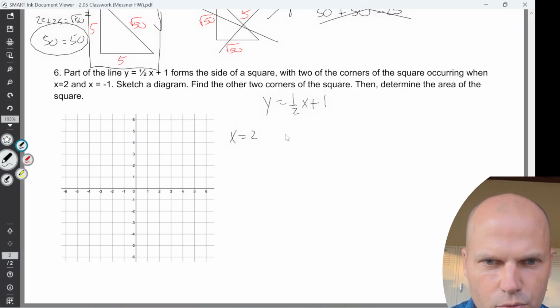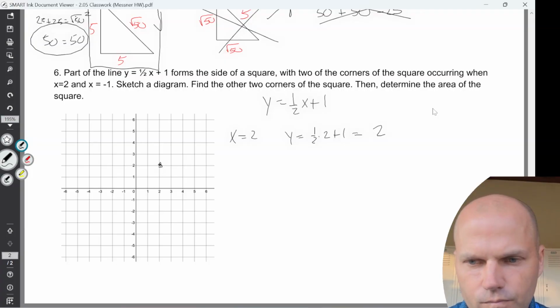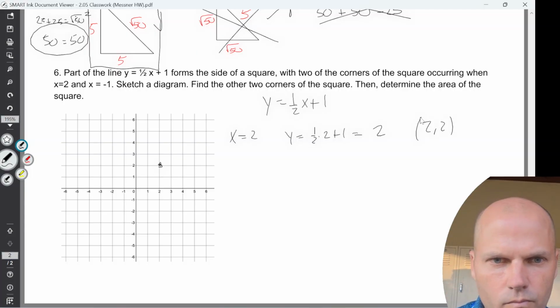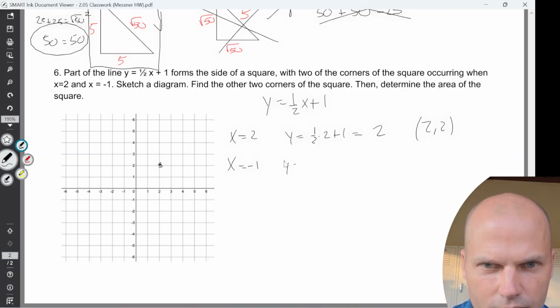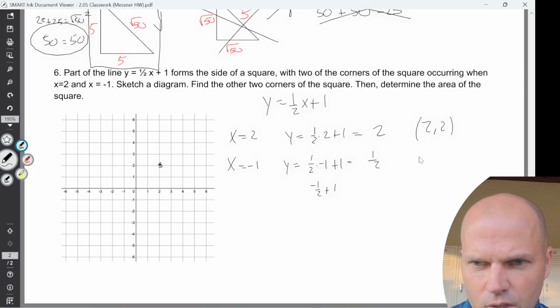So when x is 2, I have y equals 1/2 times 2 plus 1, which is 1 plus 1, which is 2. So I have the point 2, 2. When x is -1, I'll have y equals 1/2 times -1 plus 1, which is -1/2 plus 1, which is 1/2. So I have -1 comma 1/2.